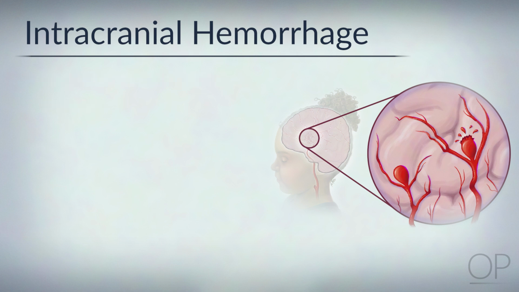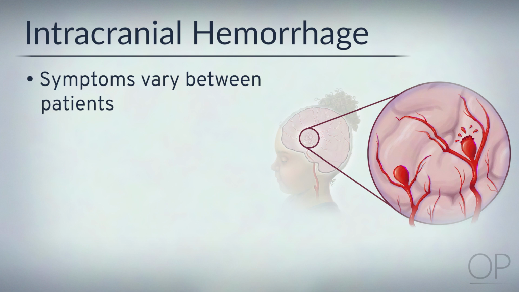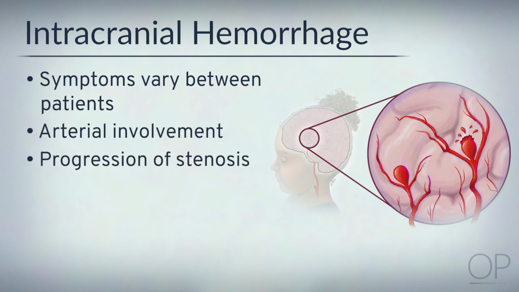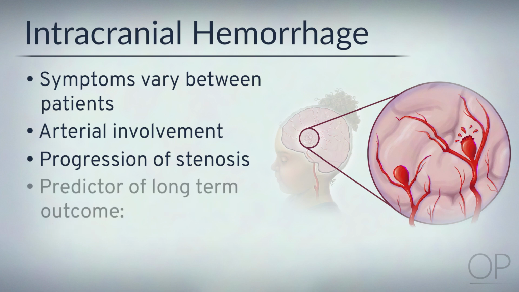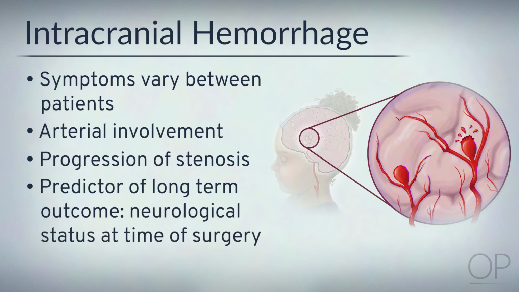The clinical presentation and natural history can vary widely between patients due to differences in the degree of arterial involvement and progression of stenosis. Progression can be slow with rare events or sudden with rapid, irreversible neurologic decline. However, the majority of patients will inevitably have progressive disease pathology over time. The best indicator of long-term outcome is neurological status at the time of surgical treatment.